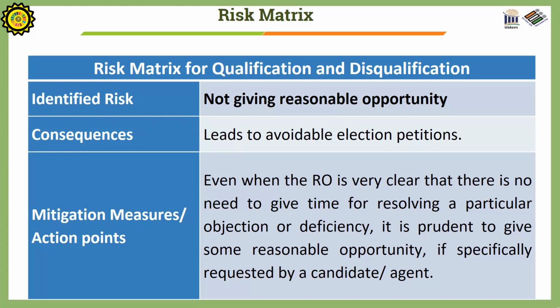The third risk is not giving reasonable opportunity. Its consequences lead to avoidable election petitions. Mitigation measures or action points for minimizing the risk are that even when the RO is very clear that there is no need to give time for resolving a particular objection or deficiency, it is prudent to give some reasonable opportunity if specifically requested by a candidate or agent.